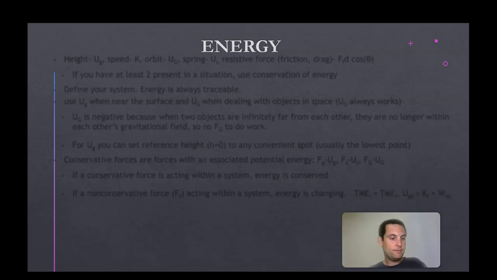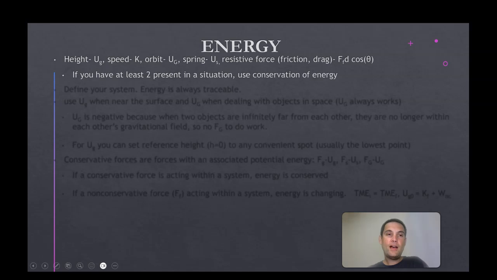From work to energy. If you have a height, then you have gravitational potential energy. If you have a speed or velocity, then you have kinetic energy. If you're in orbit, you have gravitational potential energy. If you have a spring, you have elastic potential energy. If there's a resistive force like friction or drag, work is being done to remove energy from the system. So we're going to include F_D cosine theta, or F_f times d cosine theta.